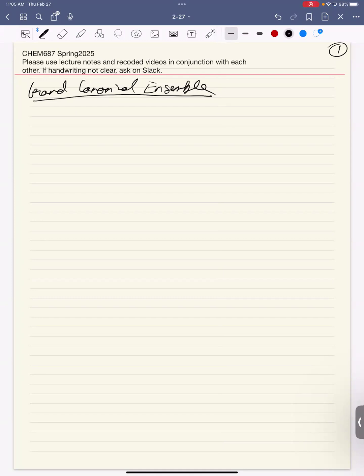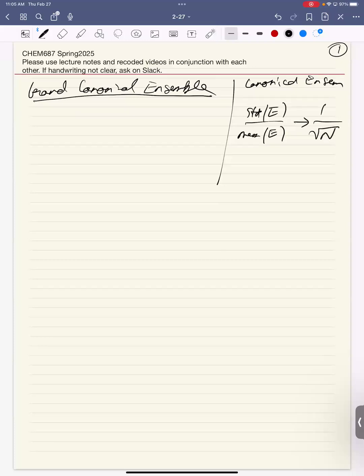If fluctuations don't die relative to the mean, just to remind you, we saw in the canonical ensemble that the standard deviation of E by the mean of E went as 1 over square root of N as N tends to infinity. That's what I mean by fluctuations dying. And this really follows from the central limit theorem.